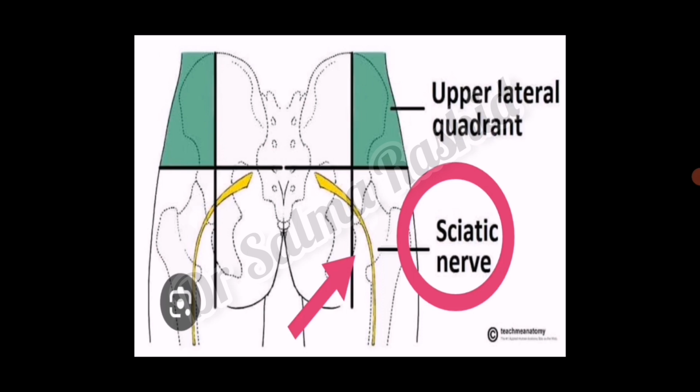Now in this diagram you can see that for IM injection we divide the gluteal region into 4 quadrants, and the sciatic nerve passes through the inferior quadrants. So always give IM injection in the upper lateral quadrant.